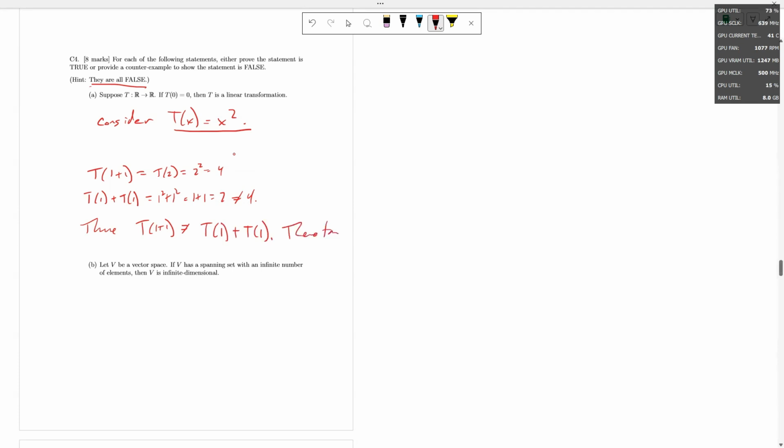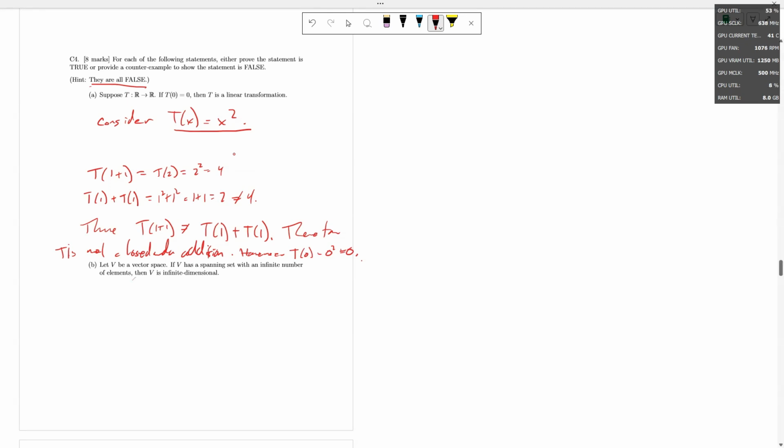Therefore, T is not closed under addition. However, T of 0 equals 0 squared equals 0. So it satisfies the condition, but it's not a linear transformation.